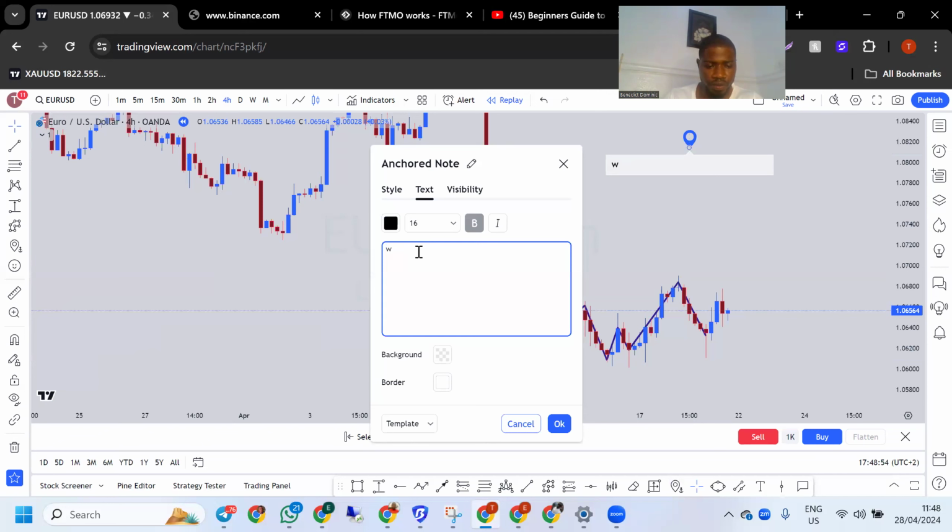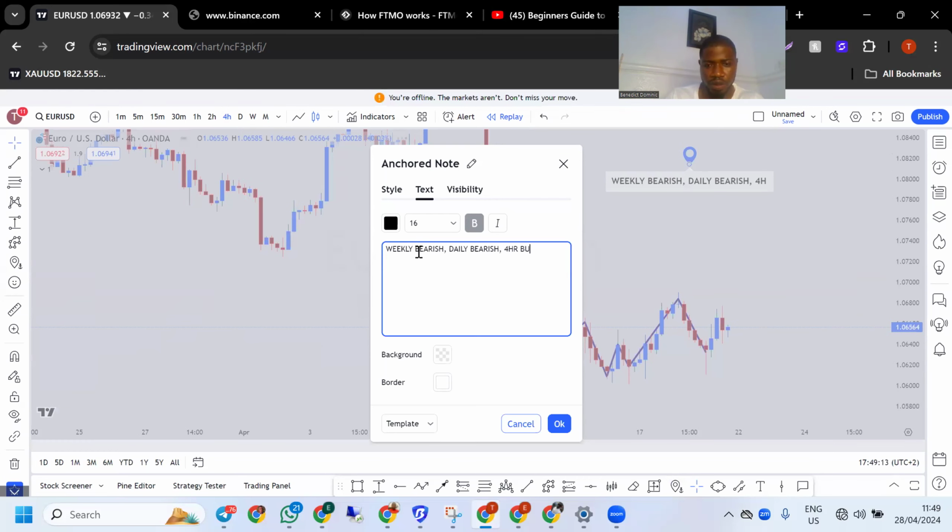weekly bearish, daily bearish, then 4-hour bullish.